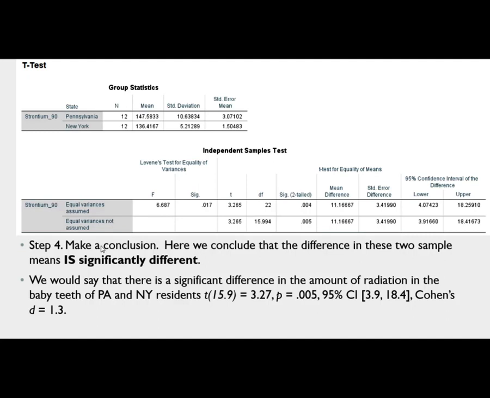Okay, so here we would just make our conclusion. We state the conclusion that there is a difference in these 2 sample means, and it's significantly different. We would say that there is a significant difference in the amount of radiation in the baby teeth of Pennsylvania and New York residents, but we're using the lower row here. T of 15.9 is equal to 3.27, P is equal to 0.05, 95% confidence interval 3.9 and 18.4. Cohen's D, which we calculated, is 1.3.